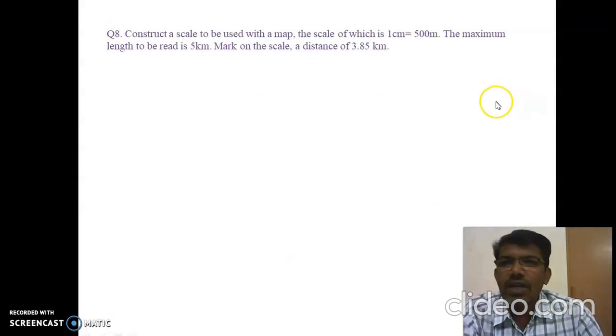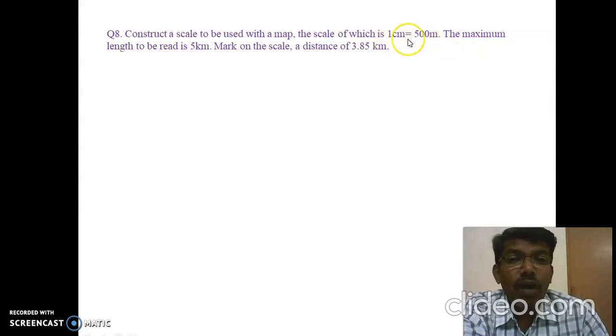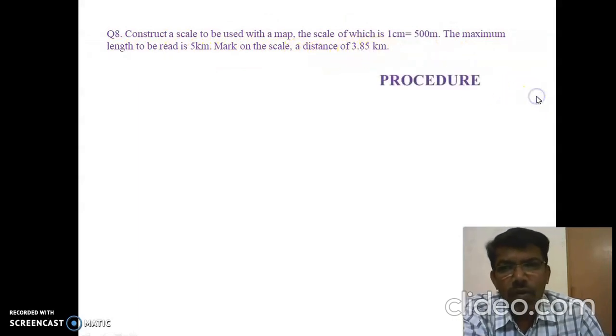Okay, then next we will go for another problem: construct a scale to be used with the map, where 1 centimeter is equal to 500 meters. This is nothing but the representative factor, 1 by 500 meters, with the meters converted into centimeters by multiplying by 100. That will give the representation factor. The maximum length to be read is 5 kilometers, and mark on the scale a distance of 3.85 kilometers. So let us see what the procedure is.